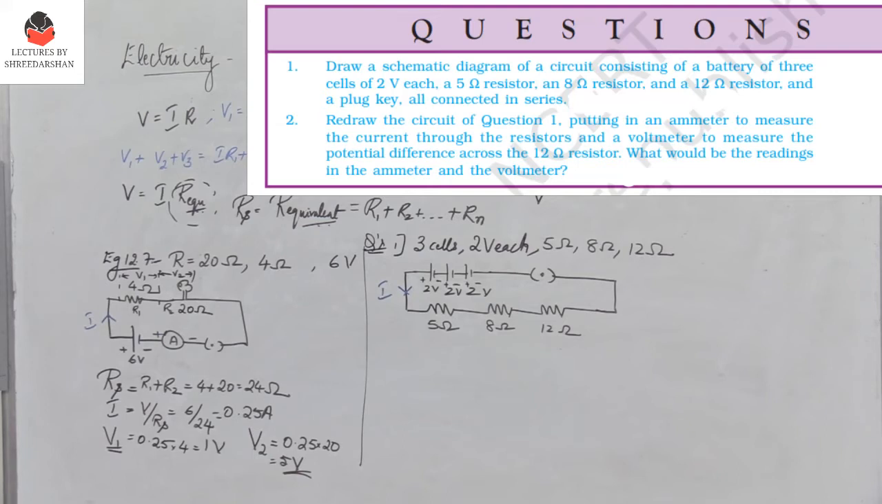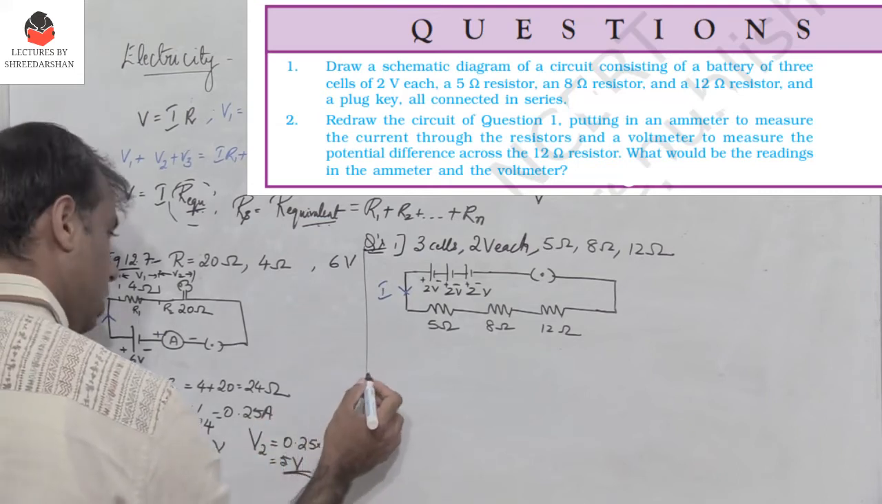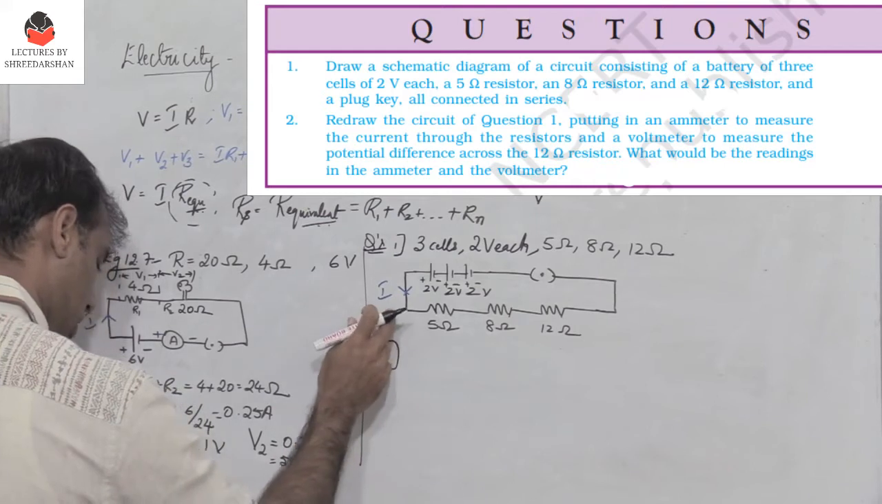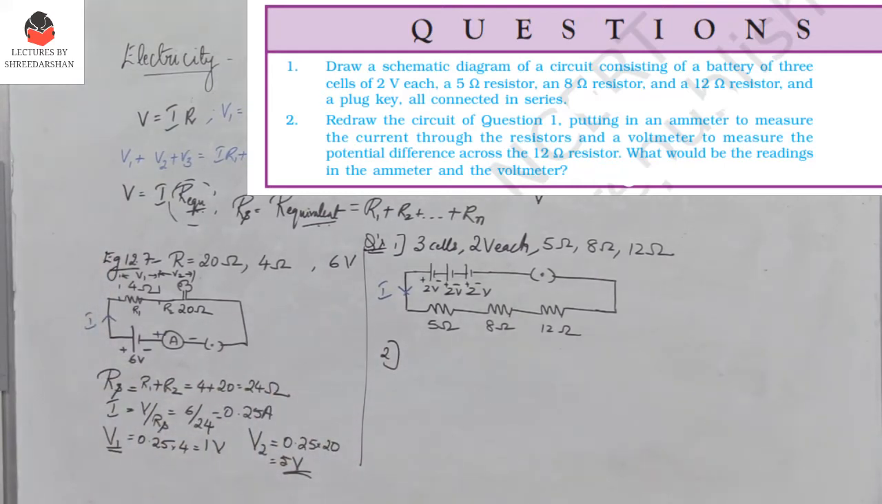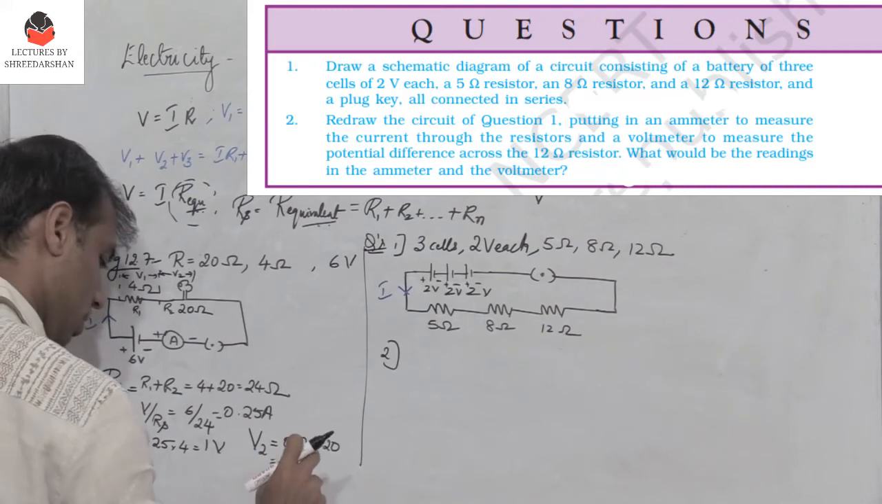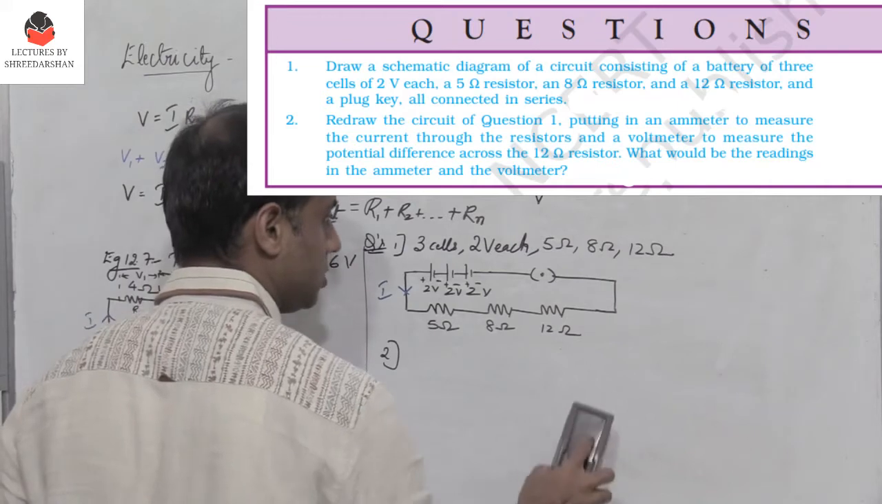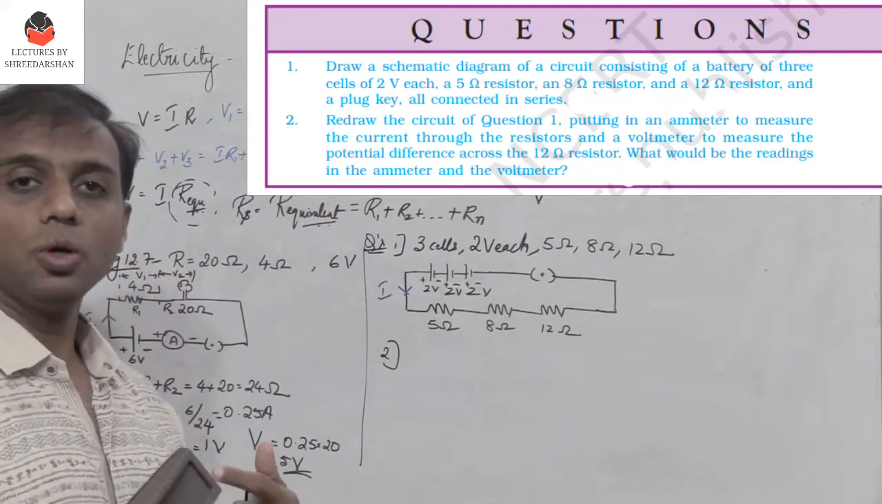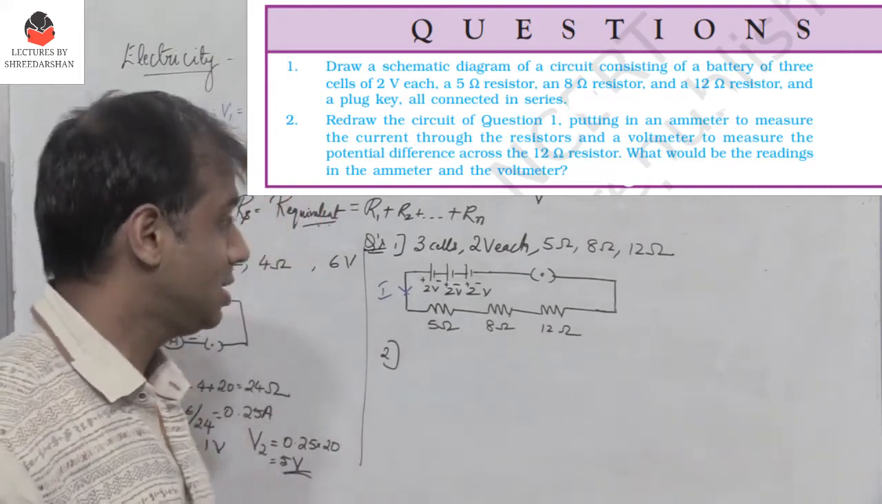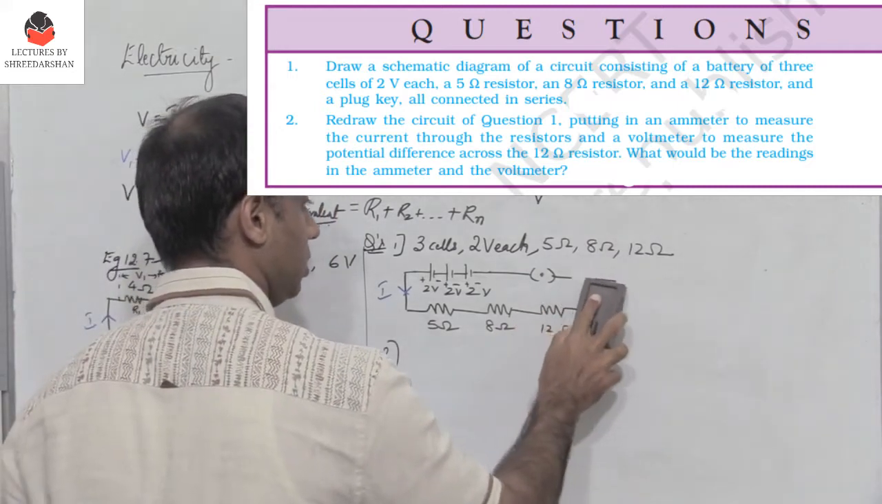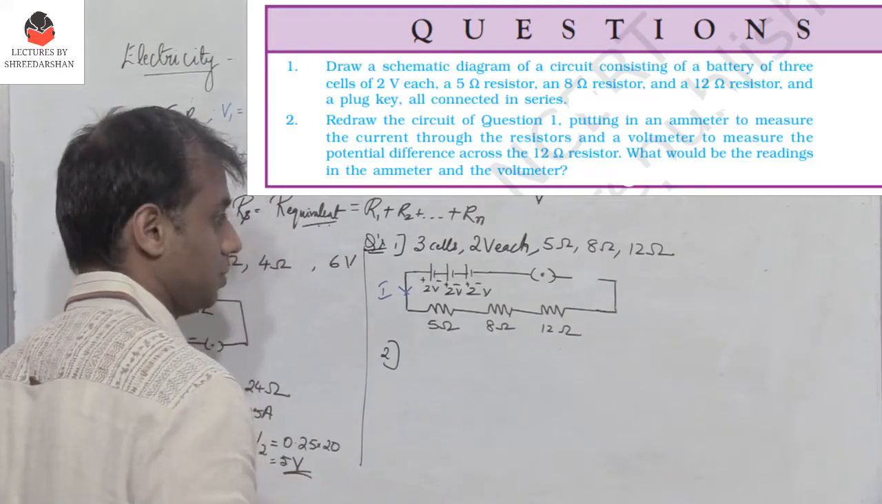The second question states: redraw the above and put an ammeter to measure the current, and a voltmeter to measure the potential difference across 12 ohms. What would be the readings in the ammeter and in the voltmeter? So let me make a slight adjustment here. If you want to measure the current, the ammeter has to be connected in series. So I connect an ammeter here.